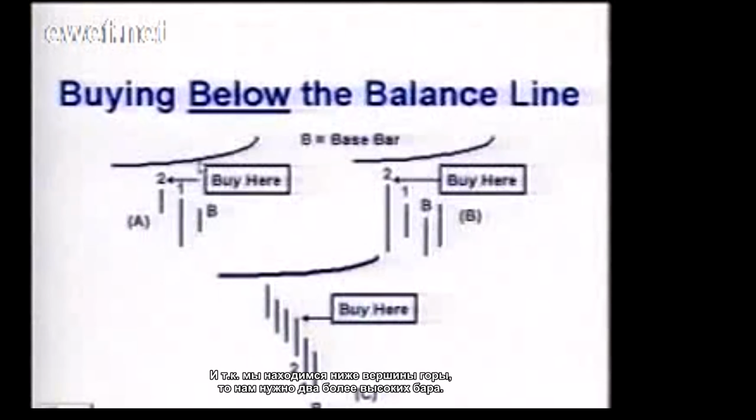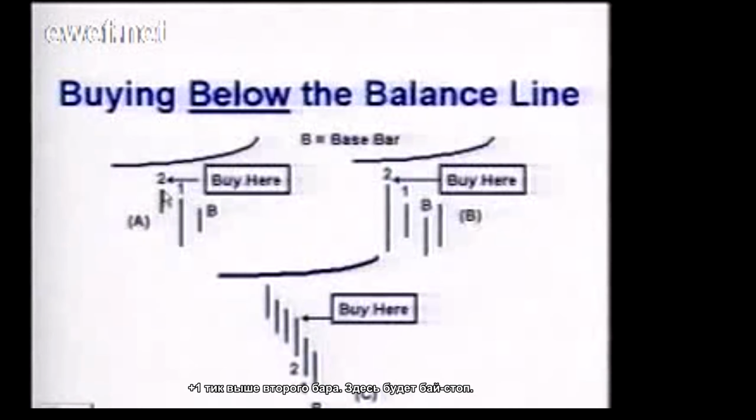So in illustration A here, we have a base bar. Since we're below the mountaintop, it takes 2. So here's the base plus 1 plus 2 plus 1 tick above that second bar. That would be a buy.